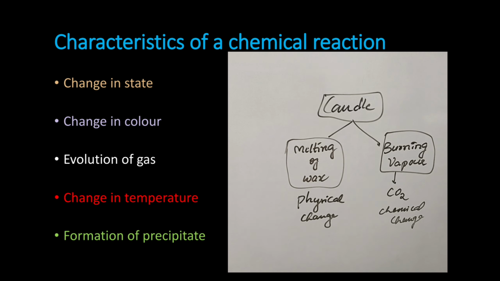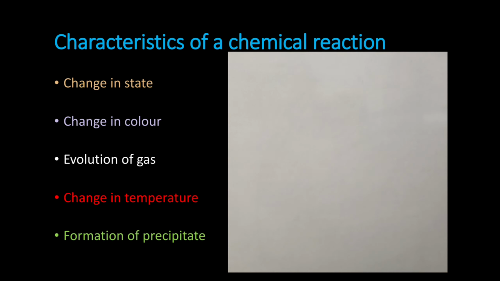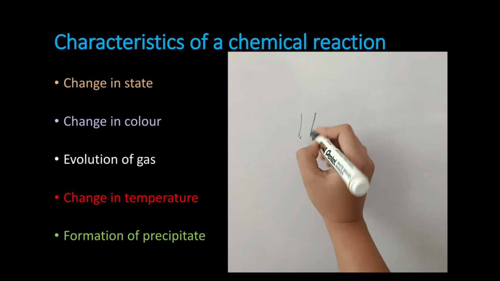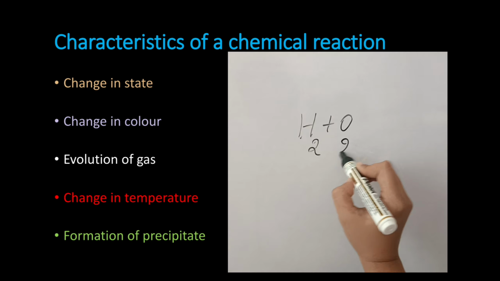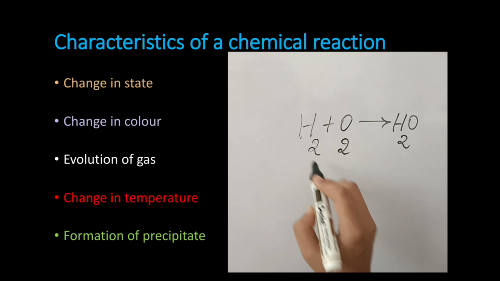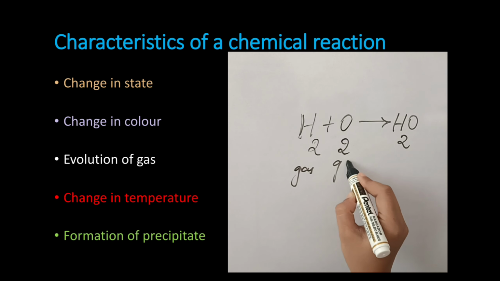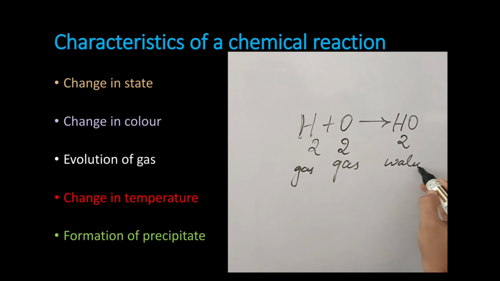But here what are we talking about? The characteristics of chemical reaction, which occurs only when there's a chemical change. Take for example hydrogen. When it is reacting with oxygen, you are going to get H2O. Hydrogen gas, oxygen is also gas. When they react, there's a formation of water which is liquid.